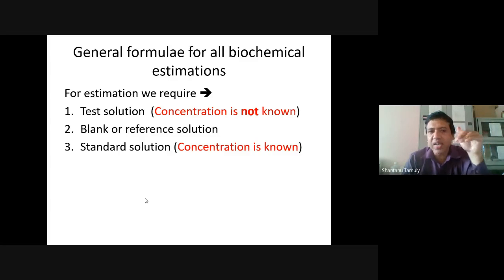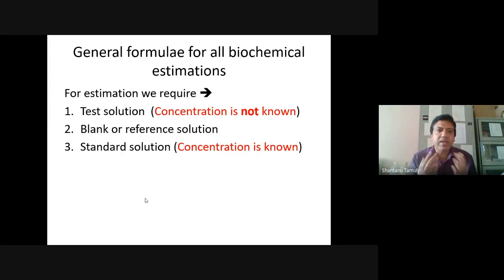So when we estimate cholesterol in serum, we will take distilled water as a reference solution. On the other hand, if you want to estimate a protein and your protein solution is dissolved in phosphate buffer saline, then you will take phosphate buffer saline as the blank solution. That is called the blank or reference solution.